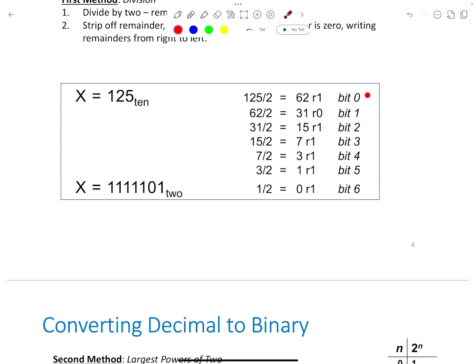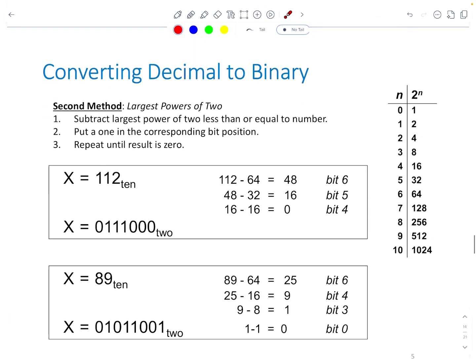So 125, 62, and then the remainder is 1 here, right? That's the bit 0 representation, the least significant bit. So on and so forth, you divide that, and this is the result you're getting. Okay? All right.